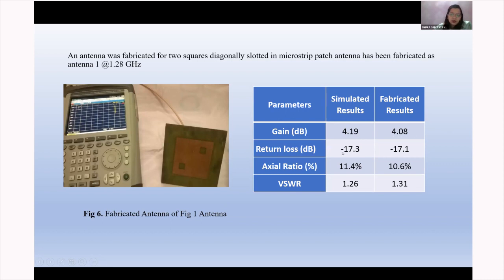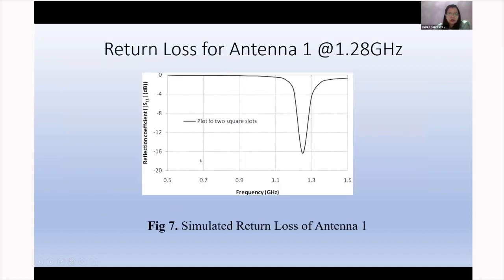The return loss is minus 17 dB, minus 17.1. Axial ratio bandwidth is 11.4%. For fabricated, it is showing some tolerances with 2% error, that is 10.6, and VSWR is 1.26 for simulated and 1.31 for the fabricated result. I have done fabrication only for antenna design number 1, where we have cut the 2 square slots diagonally. And this is the return loss for that antenna, which I am showing here in the table, that is minus 17 point. This is the simulated result.